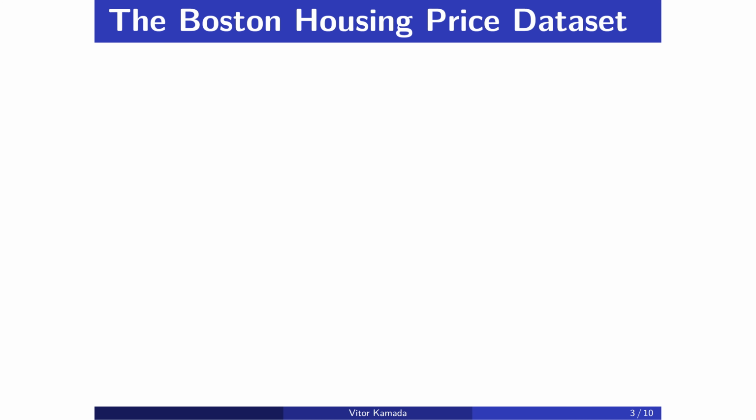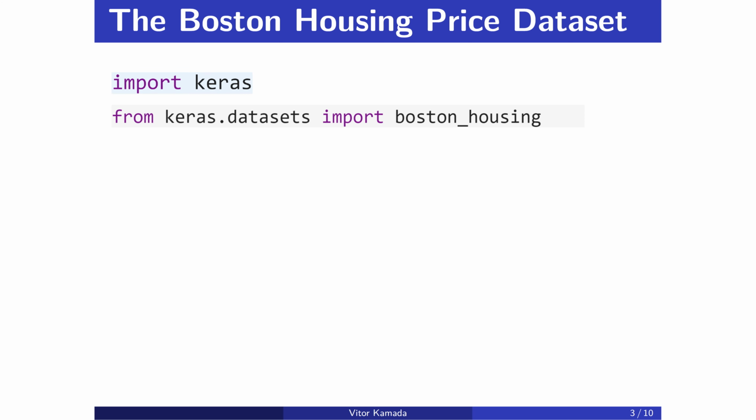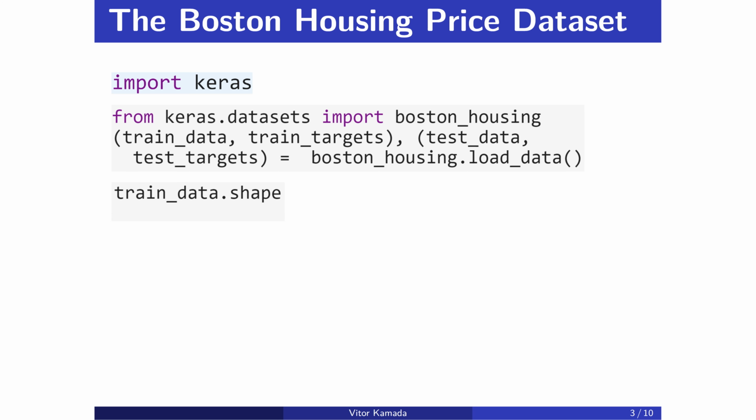Let's open the Boston house price dataset. First, we import Keras, and from Keras datasets, we import Boston housing. Then we create 4 variables: train data, train targets, test data, and test targets. Let's see the train data shape. We have 404 observations and 13 variables. This is a very small dataset. The purpose is to show that neural networks can be applied even to a small dataset. Let's proceed to see the test data shape. We have only 102 observations.